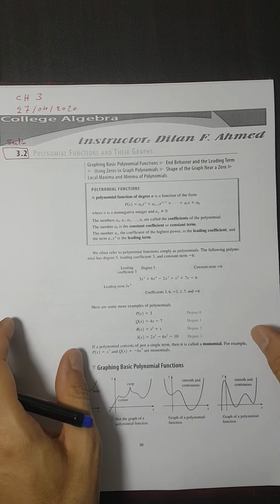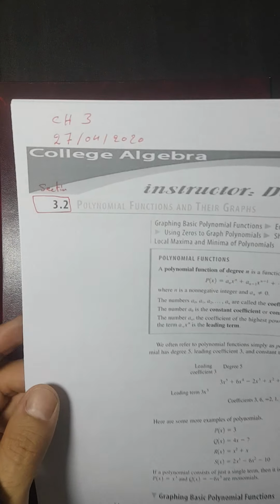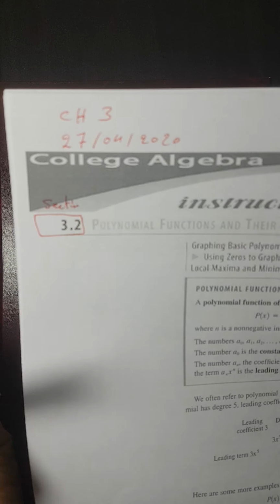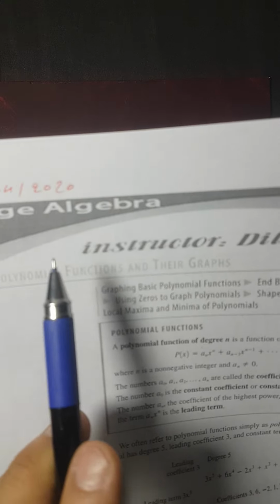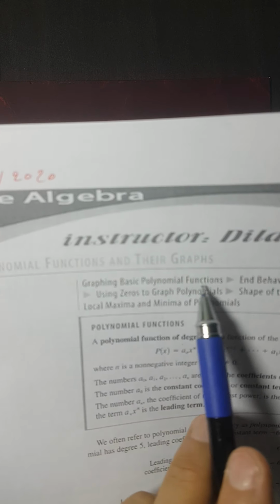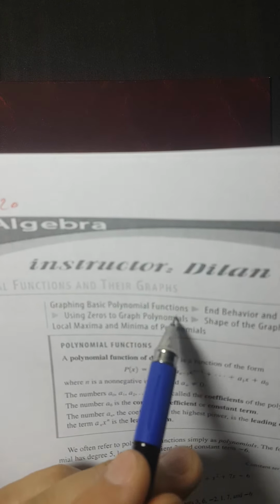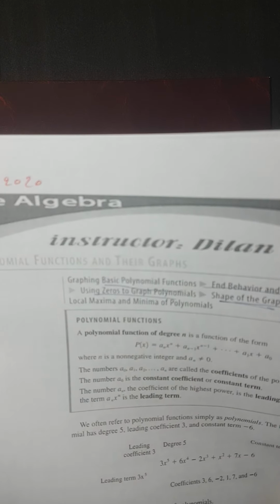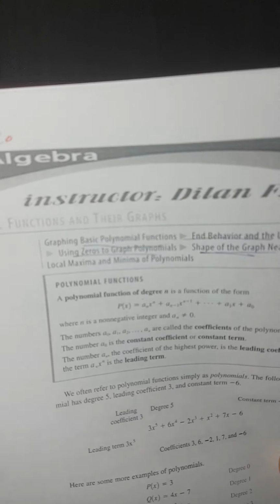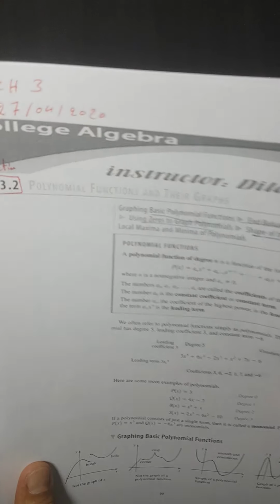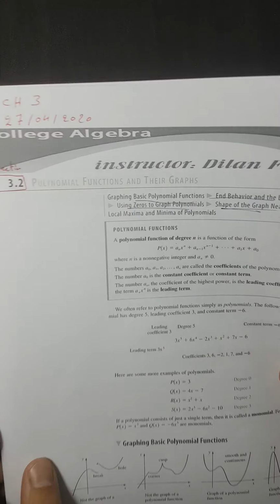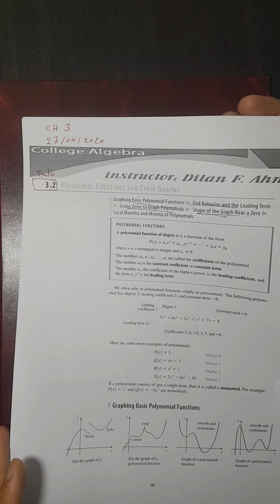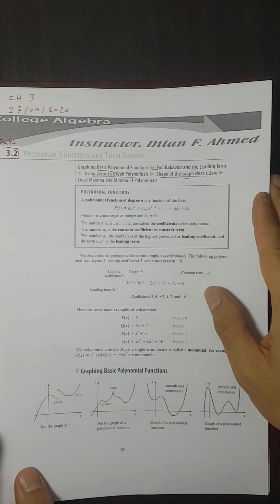In this video, I'm going to talk about chapter 3, and we are going to section 2 in chapter 3, which deals with graphing polynomials, end behavior, zeros, and the shape near the zeros. So please pay attention. Maybe this section has more details, and maybe the video will be longer than the others, so please be with me.